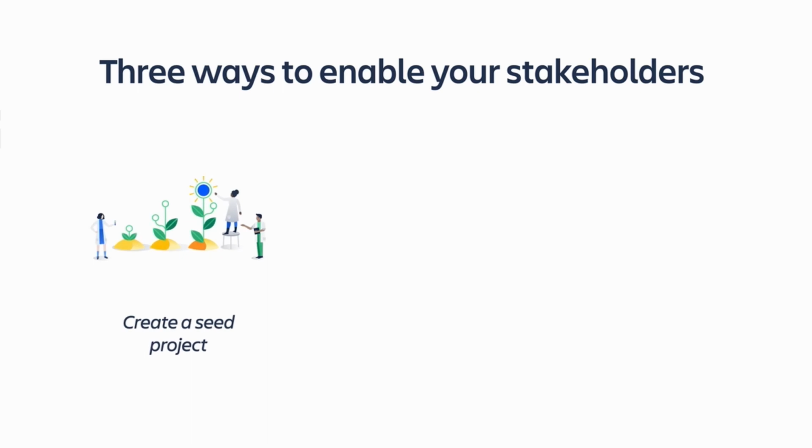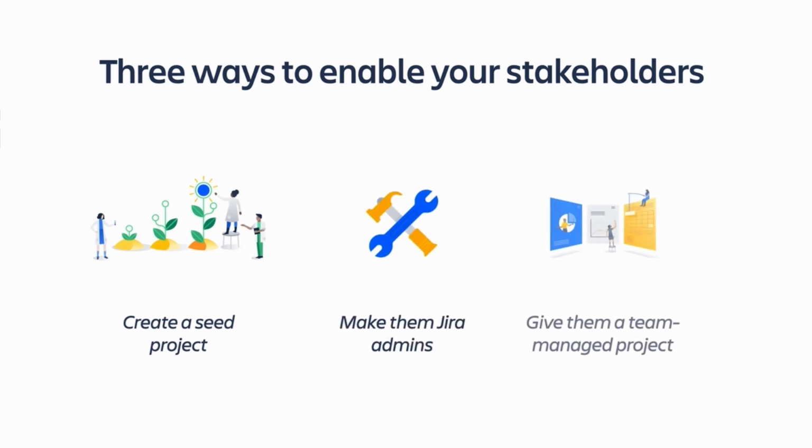So let's recap. I have given you 3 options for turning your stakeholders into Jira admins. You can create a seed project, you can make them Jira admins, or you can let them create a team-managed project. Each of these provides more and more autonomy, moving more and more away from consistency and standards. So there's a trade-off, and it's up to you to decide which makes the most sense for you. But all of them are viable options, and I encourage you to explore them. The option you choose depends on you, your organization, and your stakeholders.